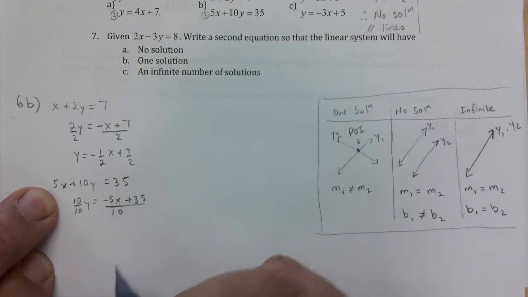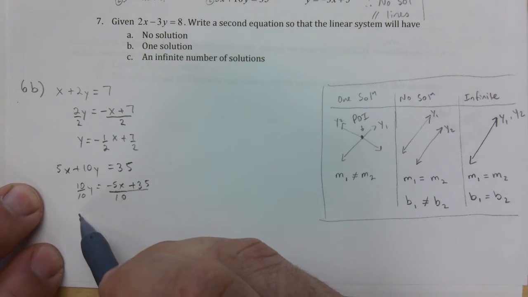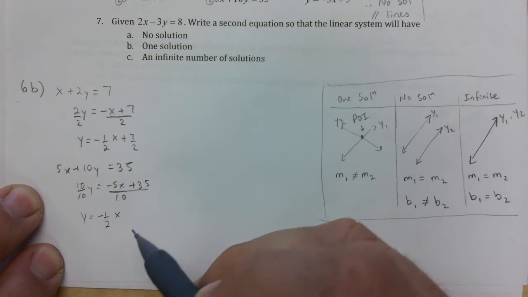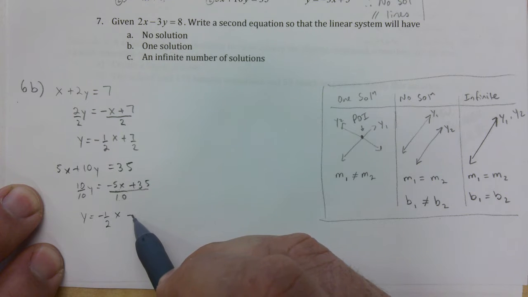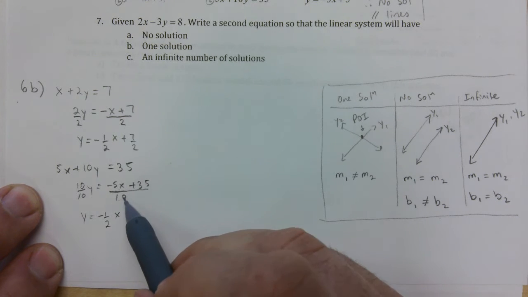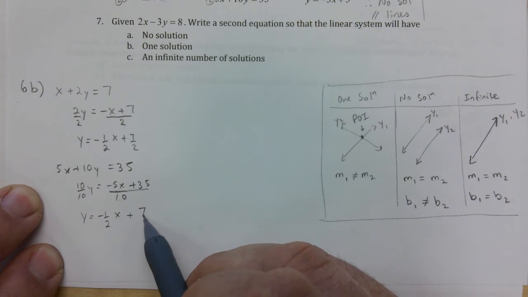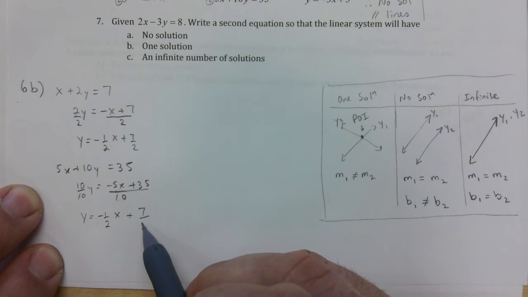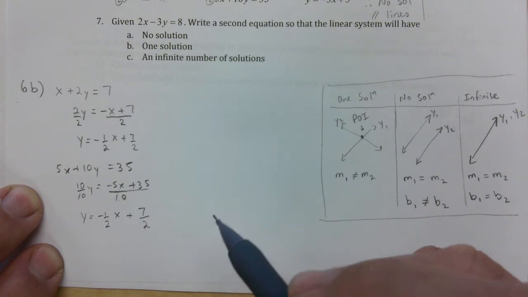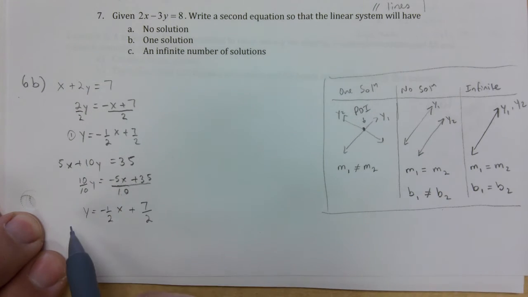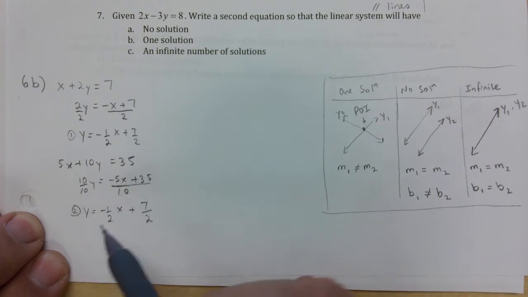The whole thing is divided by 10 on both sides. Y is equal to, this reduces to negative 1/2 x, plus 35 over 10 can be reduced to, the 5 goes in there 7 times, the 5 goes in there 2 times. So when you reduce them both, we can call this now 1, 2 like this.